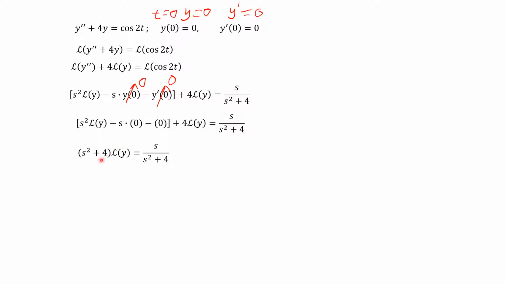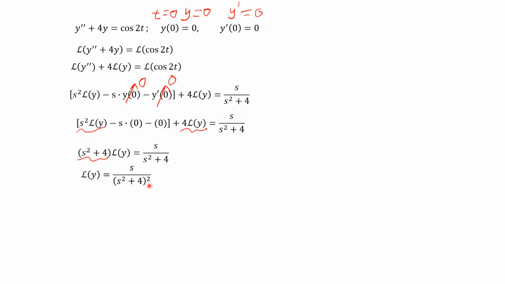Now this gives you s squared plus 4. You can combine these two: s squared L of y and 4 L of y, factored here as (s squared plus 4) L of y equals s over s squared plus 4. Divide both sides by s squared plus 4. You have L of y is s over (s squared plus 4) squared.